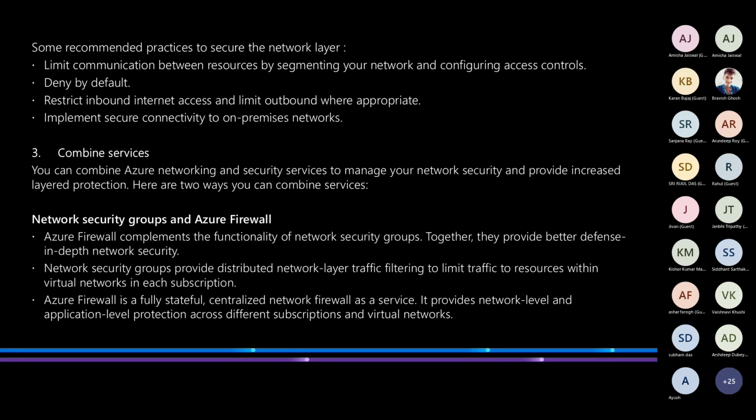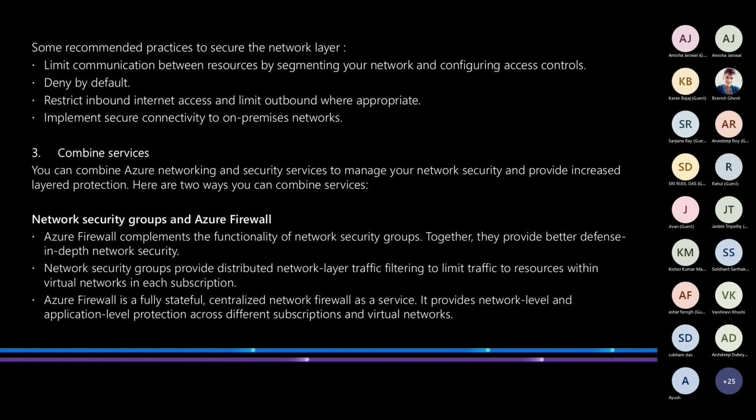And number 3 is combine services. Now you can combine Azure networking and security services to manage your network security and provide increased layered protection. Here are two ways you can combine services. So the first one is network security groups and Azure Firewall. Azure Firewall complements the functionality of network security groups. Together, they provide better defense in depth network security.